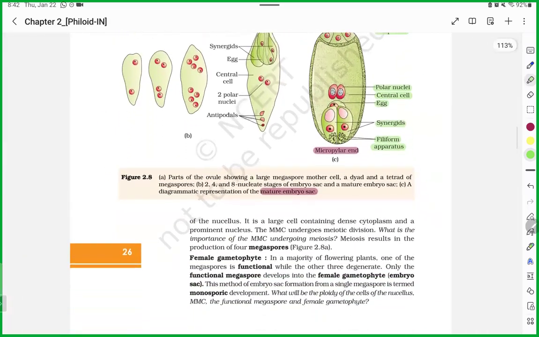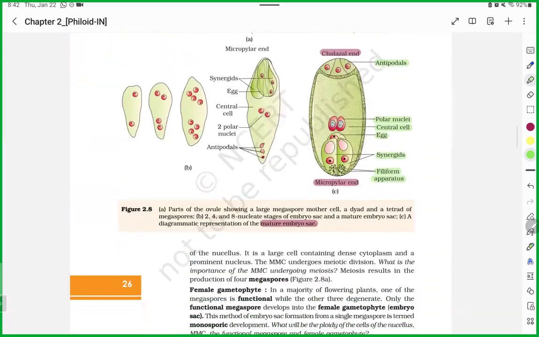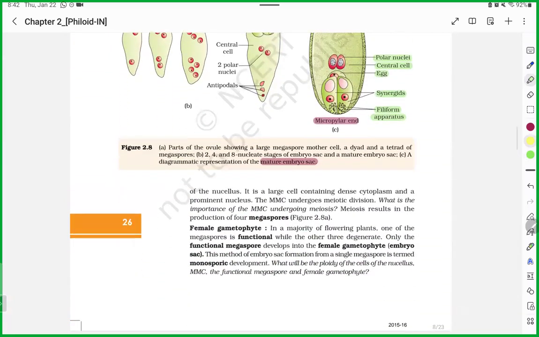Next, the megaspore mother cell at the micropylar region of the nucellus.